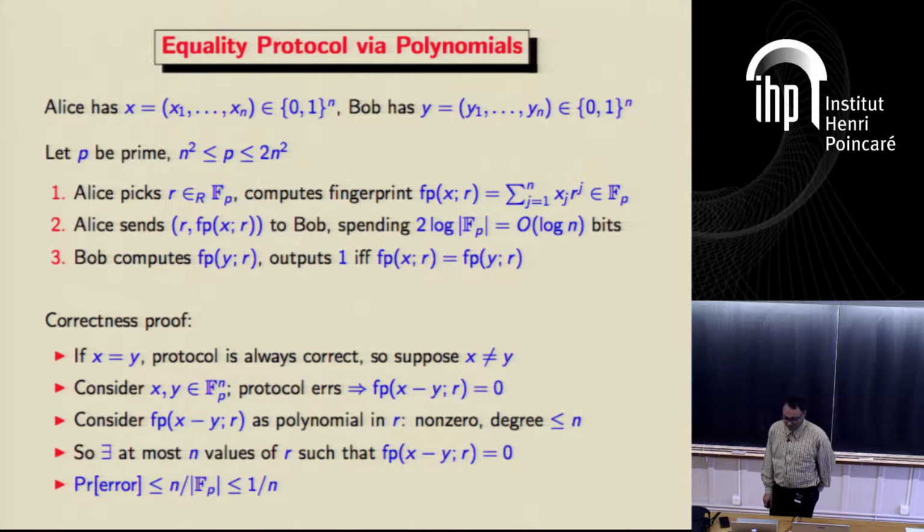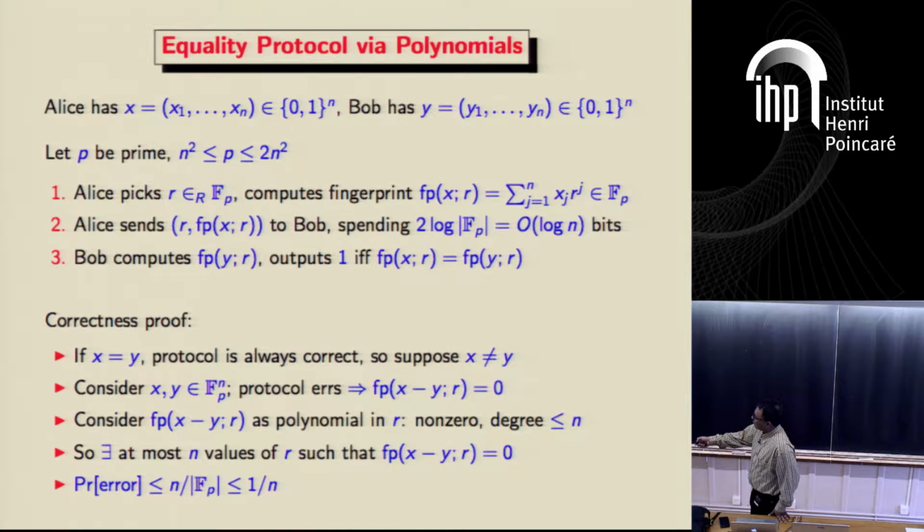Once Bob receives r, then at his end he can compute the fingerprint of y with respect to r. And now he just outputs 1 if both fingerprints are the same. So it's a simple and basic protocol, you probably all know it, but it's good to have this reminder and to understand some structure in this protocol, which we'll see later. Anyway, why is this correct? Let's quickly go through the argument.